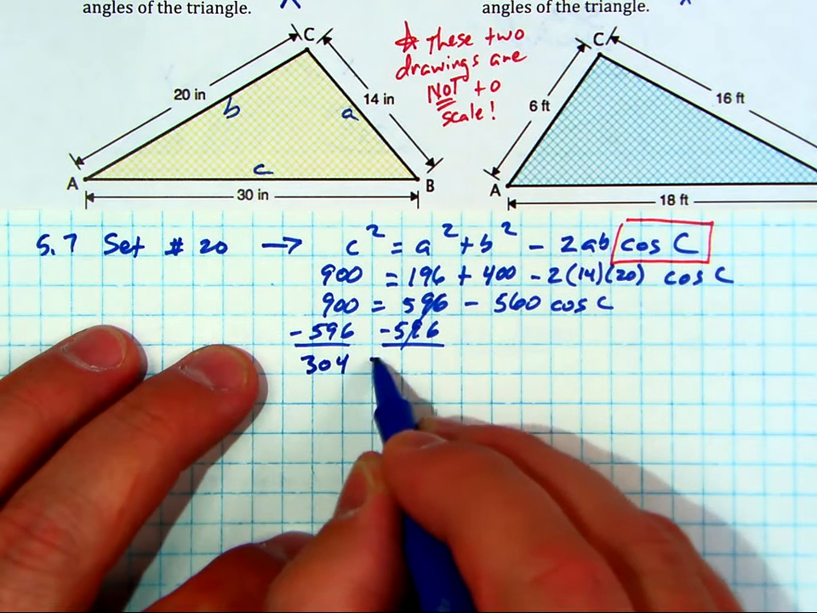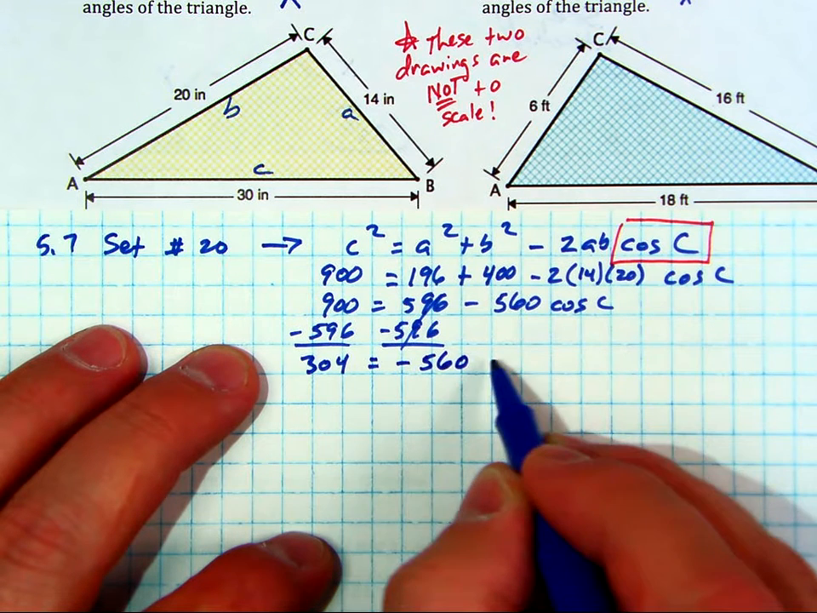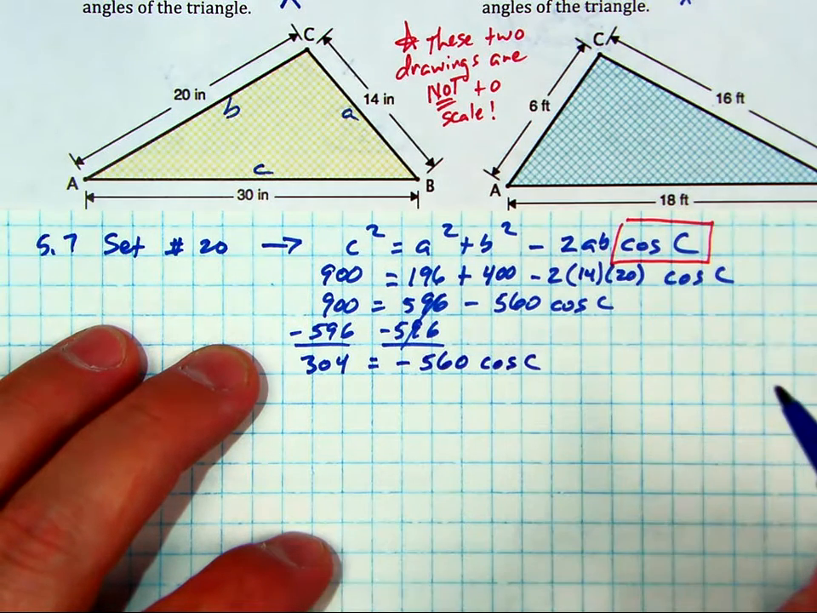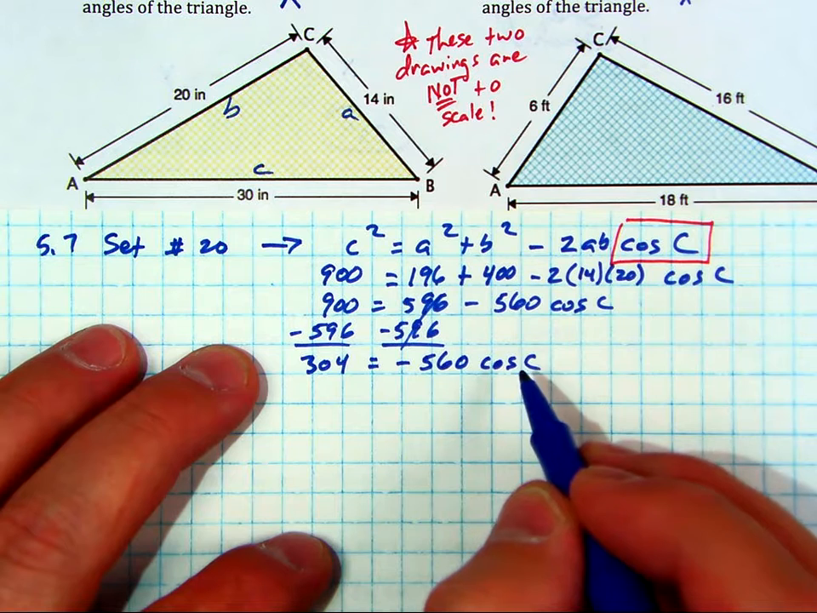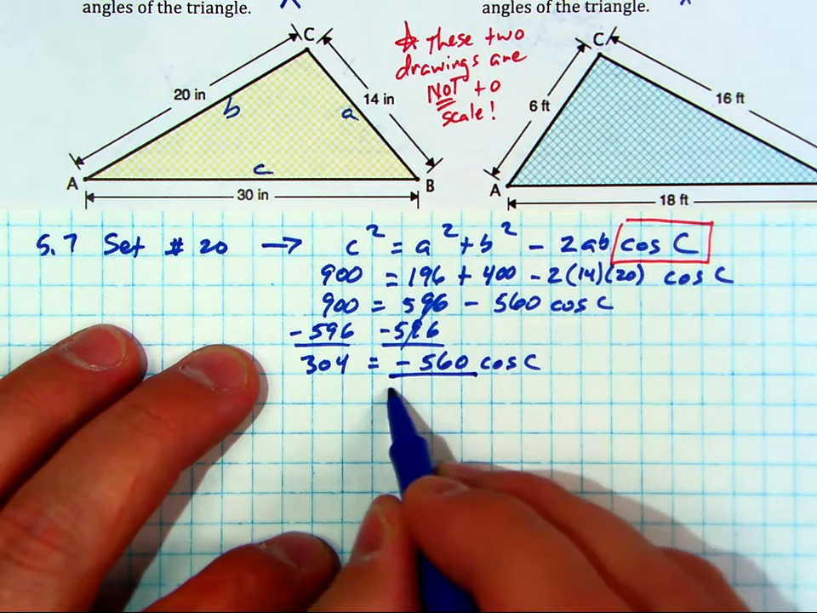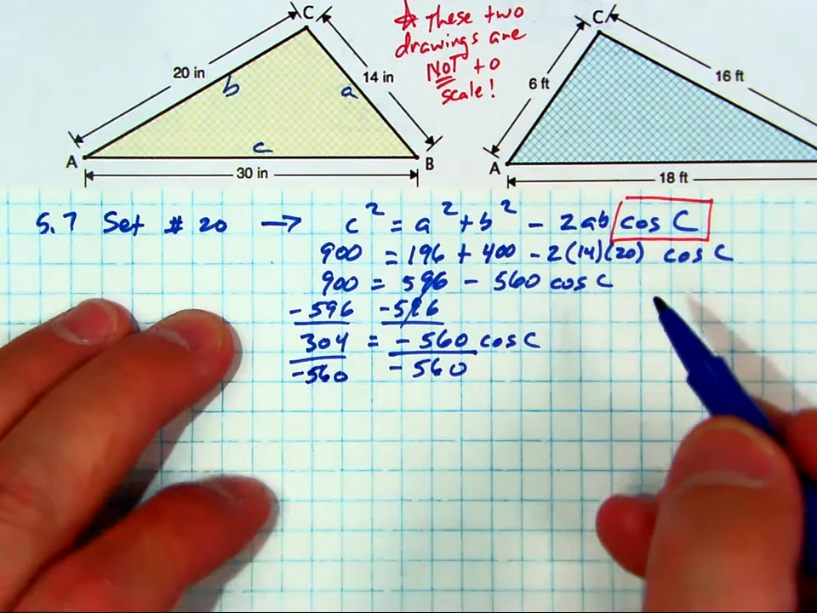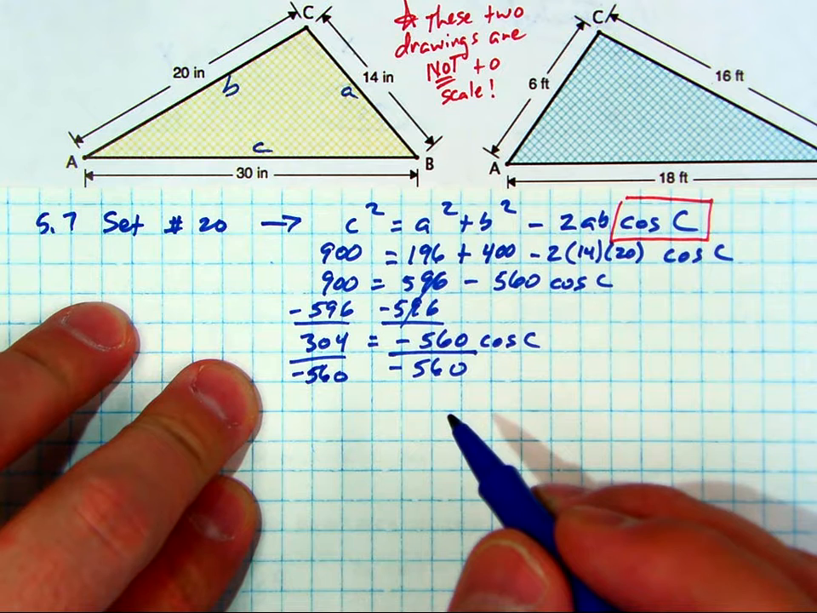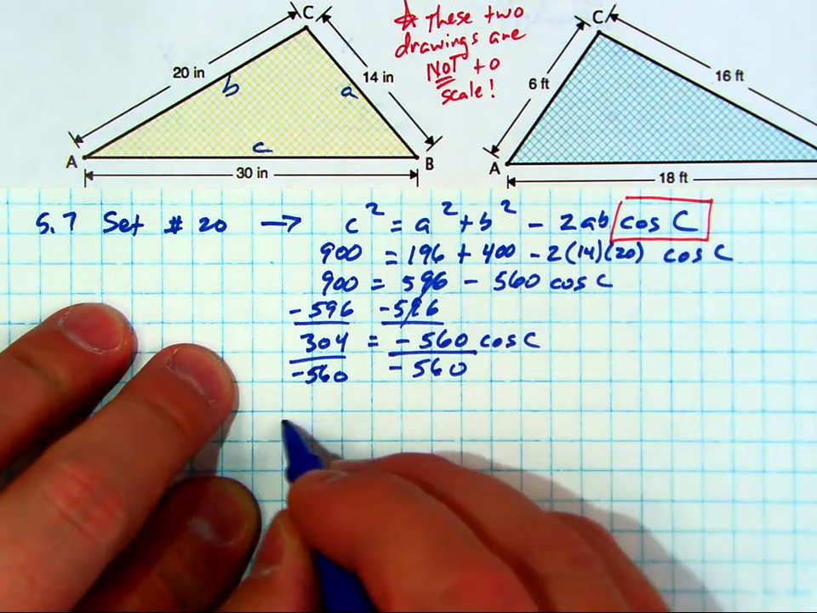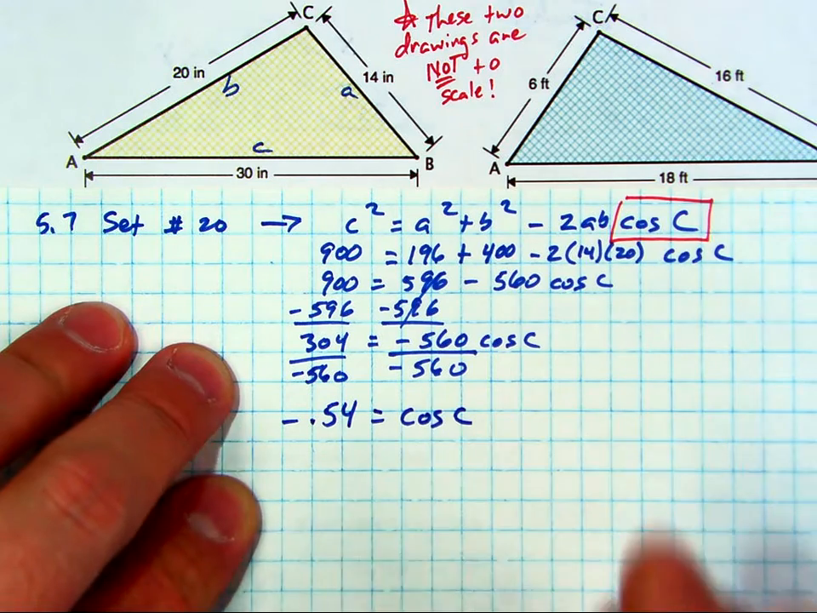Positive. Wait a second. We've got negative 560. Uh-oh. Did we do something wrong? It doesn't look right. If we're trying to isolate cosine of C, what do I have to divide by? Negative 560. So somebody help me out. What's 304 divided by 560? Should be around 0.6. 0.54. So we're going to say negative 0.54 equals the cosine of C.